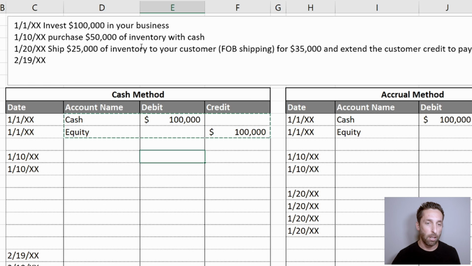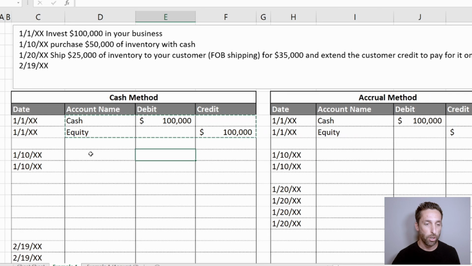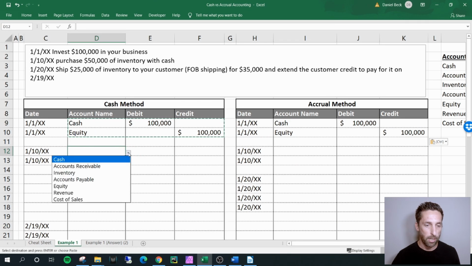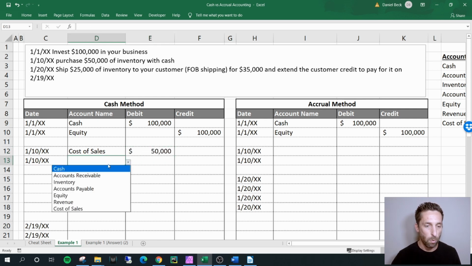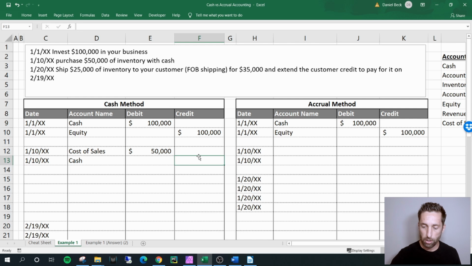Purchase $50,000 of inventory with our cash. So we'll go ahead and record this now. Now this is the first entry where we'll see a difference. Under a true cash method, this $50,000 will be immediately expensed. So we will record our cost of sales of $50,000, and we will record a decrease in our cash, a credit of $50,000. Now, this is totally different from the accrual method.